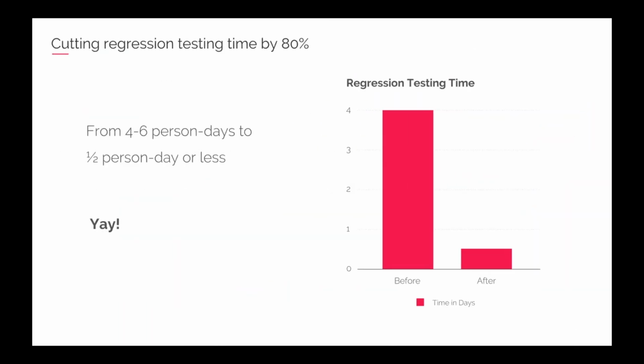So how do they work? Well, we set ourselves a goal, which is we're spending 4 to 6 person days. I want to reduce that to half a person day. And that's what we've achieved.